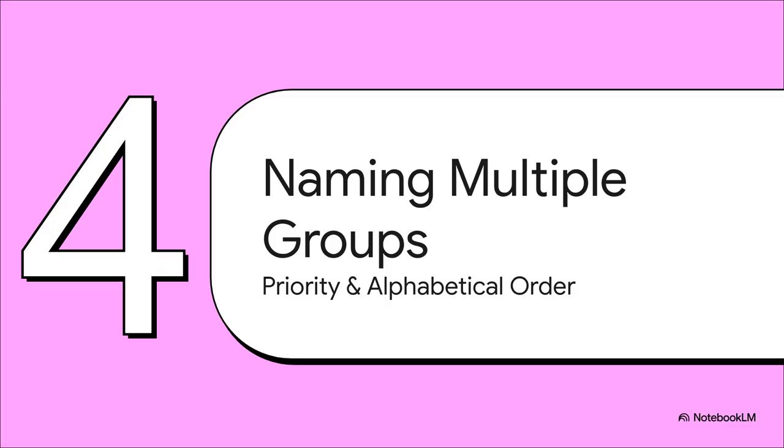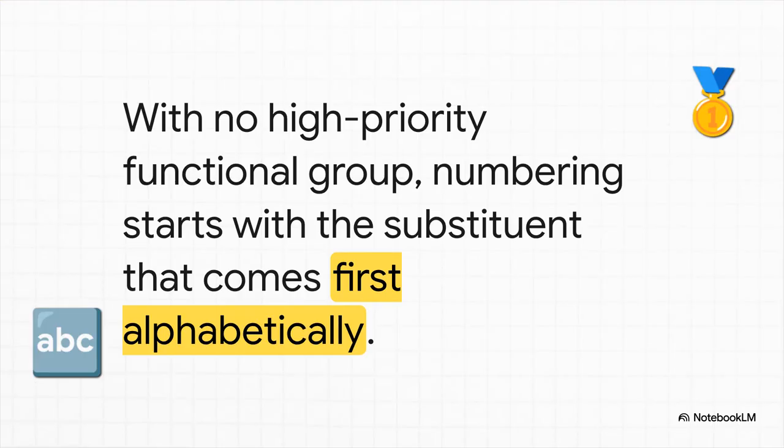All right, let's up the complexity just a little bit. What happens when you have a bunch of different things all attached to the same ring? How on earth do you decide where to start counting? Well, if you don't have any super important, high-priority functional groups on there, it all comes down to a simple tiebreaker, the alphabet. You just look at your groups, chloro, methyl, nitro, and you start counting at the one that comes first alphabetically. In this case, C for chloro wins, so it gets to be number 1.